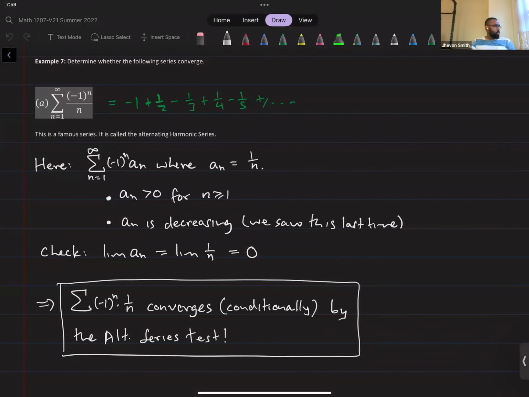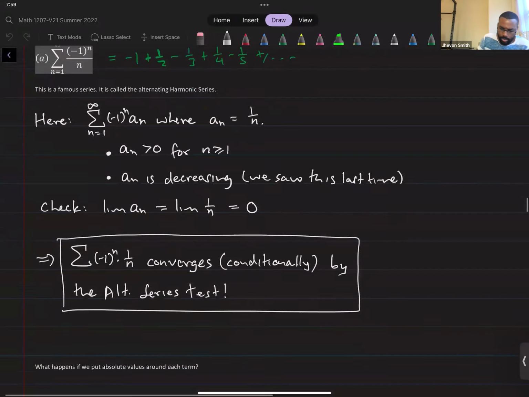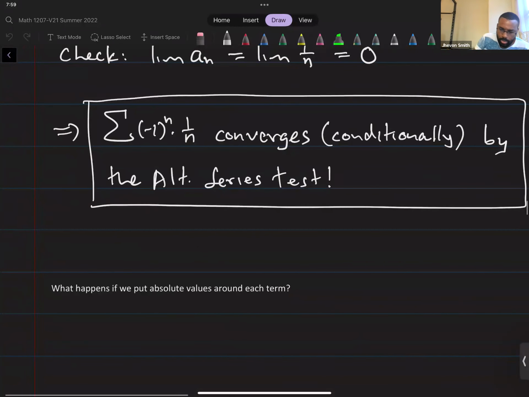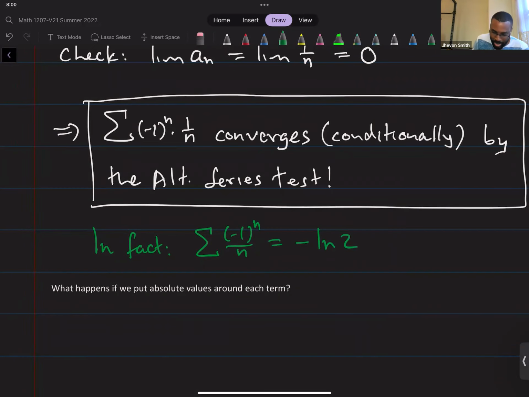It's another one of those weird things where you're just adding up a bunch of fractions, but it doesn't add up to a fraction. It adds up to something. In fact, this series here, (-1)^n over n, equals, I think it's minus ln 2 or something like that. It's like this crazy thing where you're adding up a bunch of fractions, but you don't get a fraction as the answer, right?